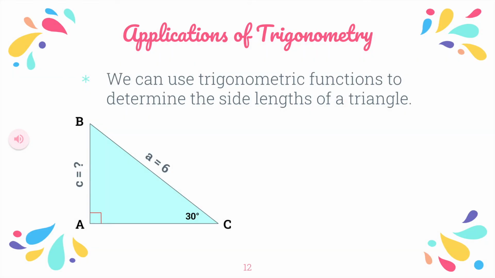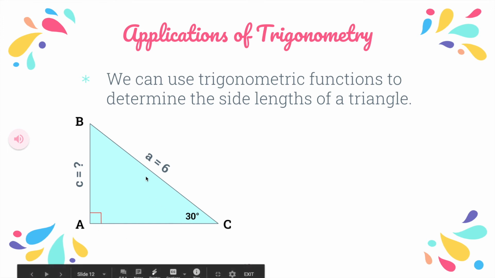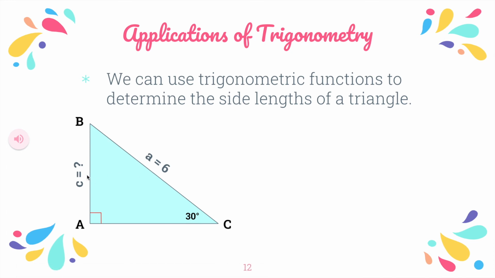We can also use trigonometric functions to determine the side lengths of a triangle. So in the triangle below, we know that angle C is 30 degrees and side A is 6 units. And we need to figure out how long side C of the triangle is. So to do this, we can actually use the sine function. That is because sine C is, once again, opposite divided by hypotenuse, which would be C divided by A.